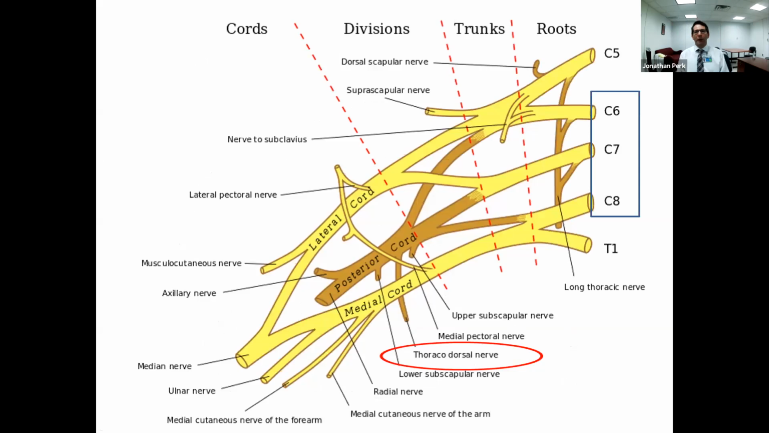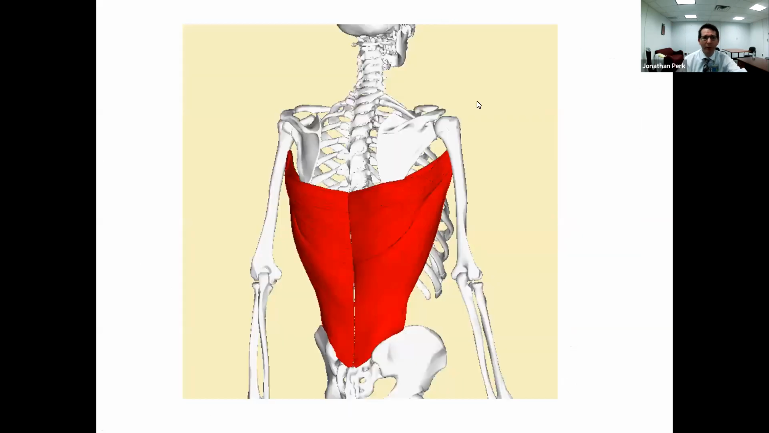Now we'll go to the T in the arts, which is the thoracodorsal nerve. Thoracodorsal nerve, very, very important nerve. Innervates the latissimus dorsi, the lats. That's one of the bodybuilders' favorite muscles, the lats. And, you know, that's from the time we were birds or bats.